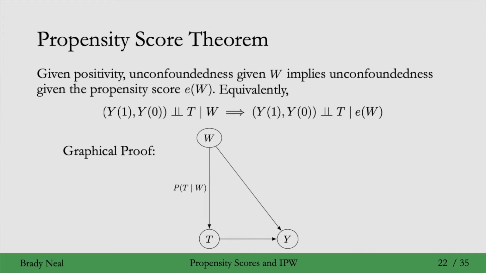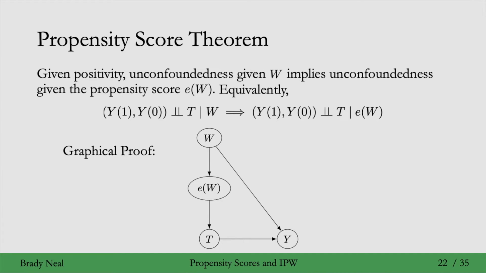Now, if T is binary, this isn't key to the argument, but if T is binary, we can completely describe this conditional distribution of T using just the probability of T equals 1 given W, right? To get the rest of the distribution, which is the probability that T equals 0 given W, you just subtract this from 1. So this quantity completely describes that distribution. And this is just the propensity score. Okay, so let's just put that propensity score there in the graph.